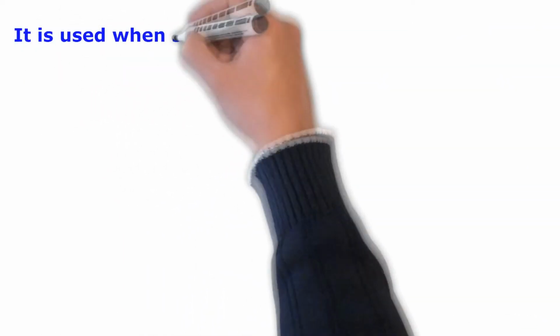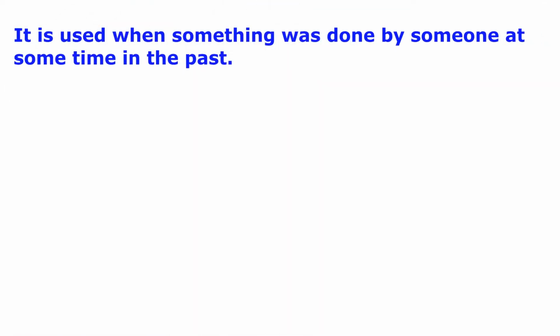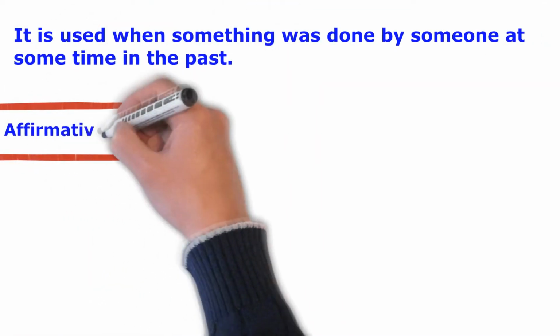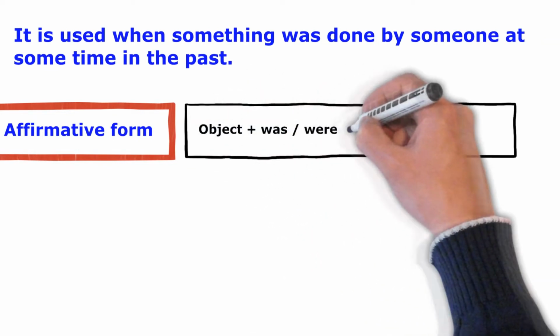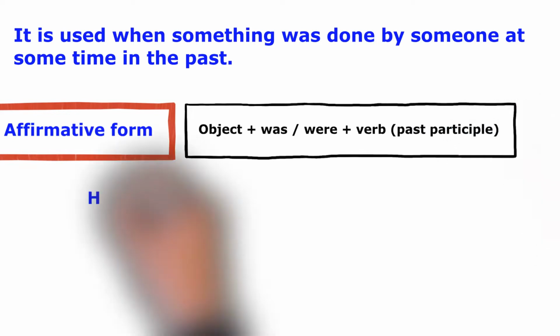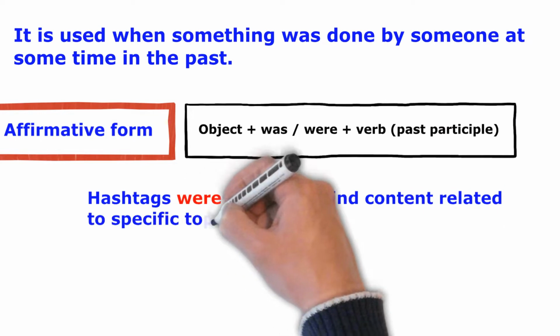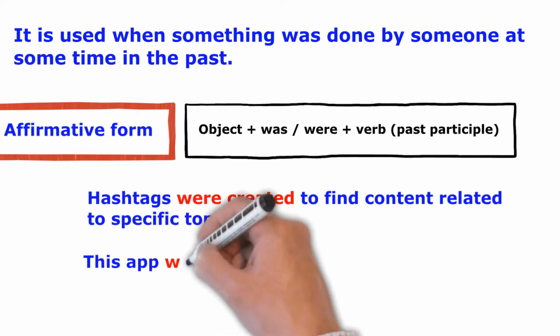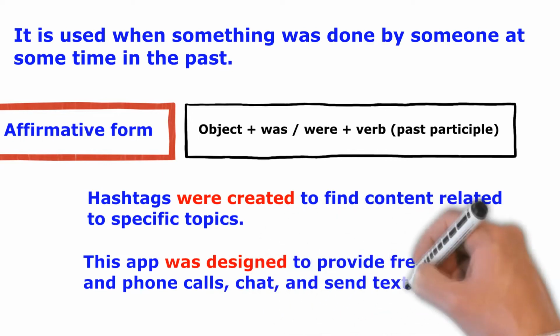It is used when something was done by someone at some time in the past. Affirmative form. Object, plus, was, or were, plus, verb, past participle. Hashtags were created to find content related to specific topics. This app was designed to provide free video and phone calls, chat and send text messages.